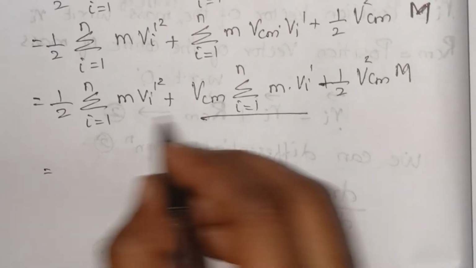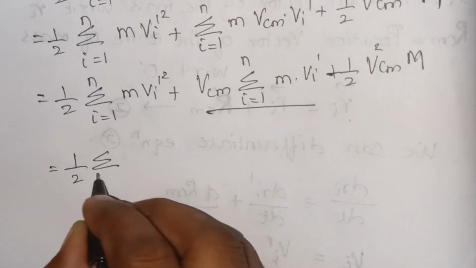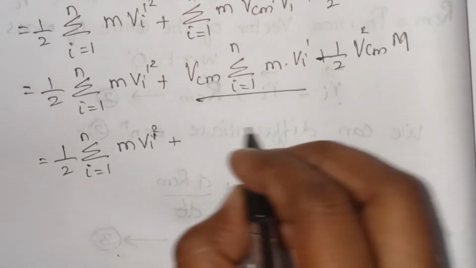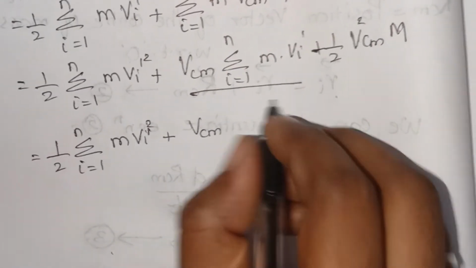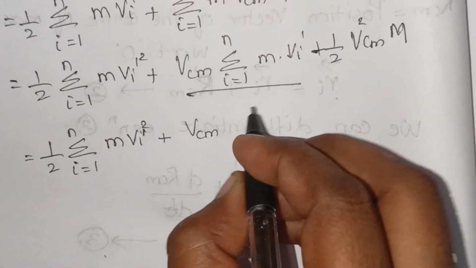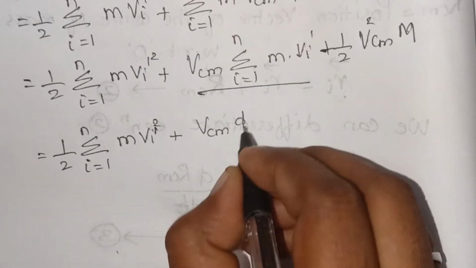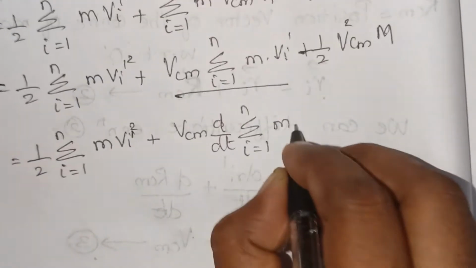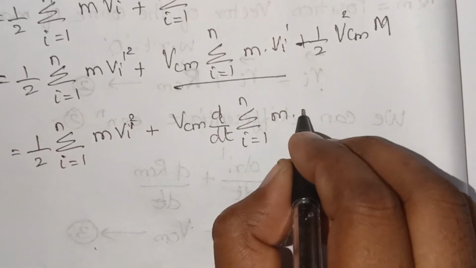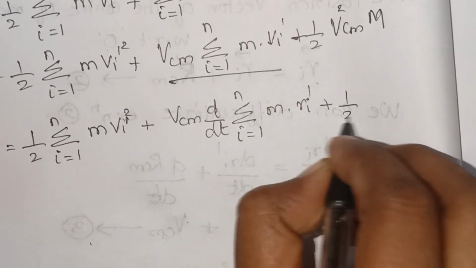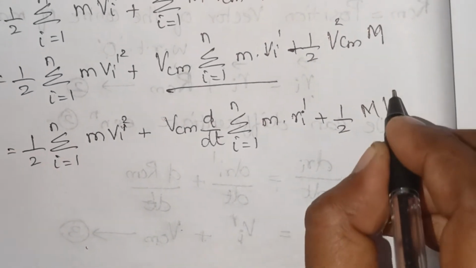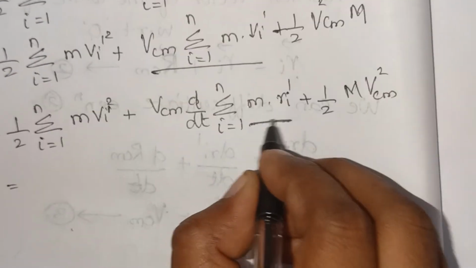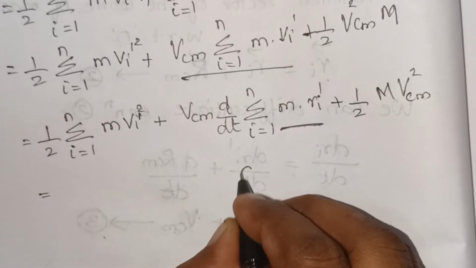1/2 summation i = 1 to n m vi' squared plus vcm. So to change this vi' to the position vector, what can we do? We can differentiate. This is d by dt of summation i = 1 to n m into ri' plus half M v squared cm. Now what is the value of summation of m ri'? In the whole value it will become 0.